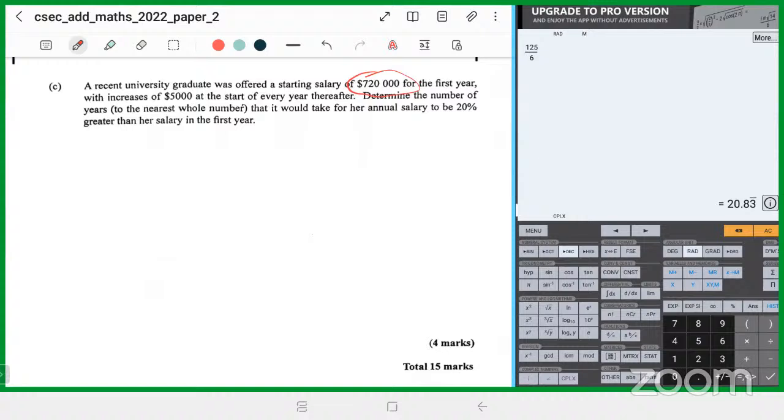120% is 1.2. I multiply by that to get the new figure, what the salary is going to be when it has increased by 20%. 20% more than that is 1.2 of it. So 864,000. Right. They want to know which term that is. Which year the term is going to reach that.